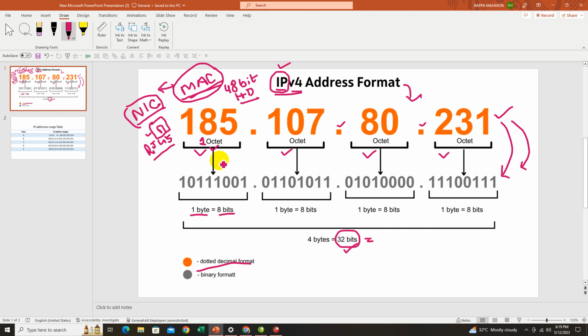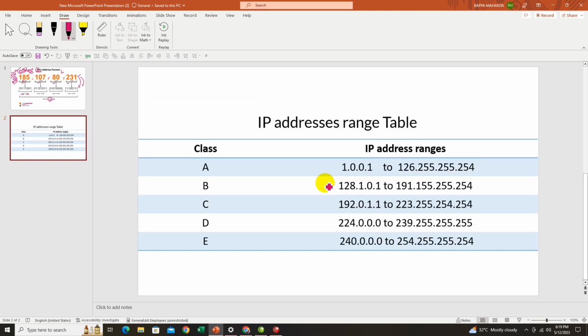Let's move on to the second slide. Here you can see that IP version 4 has 5 classes: class A, B, C, D and E. Remember. How you can recognize whether it is class A, class B or class C, and what the difference between these classes is, I will tell you quickly.